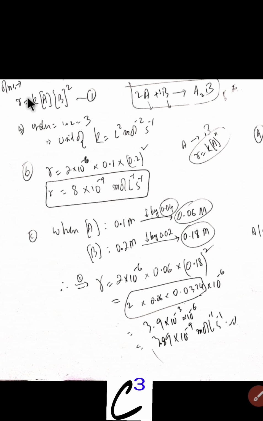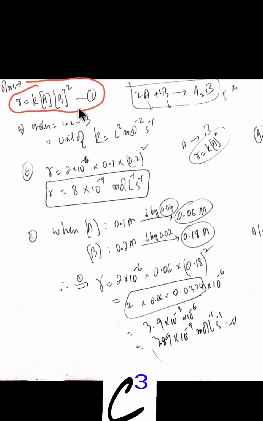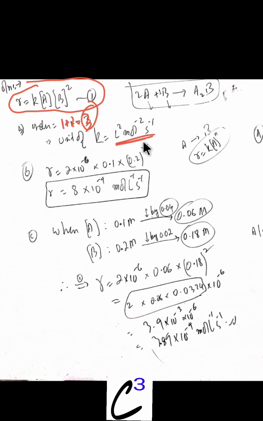So this is the rate law which is given in the question itself, and order of the reaction will be equal to 1 plus 2, which is 3. So this is a third order reaction, which is also clear from the unit of rate constant.